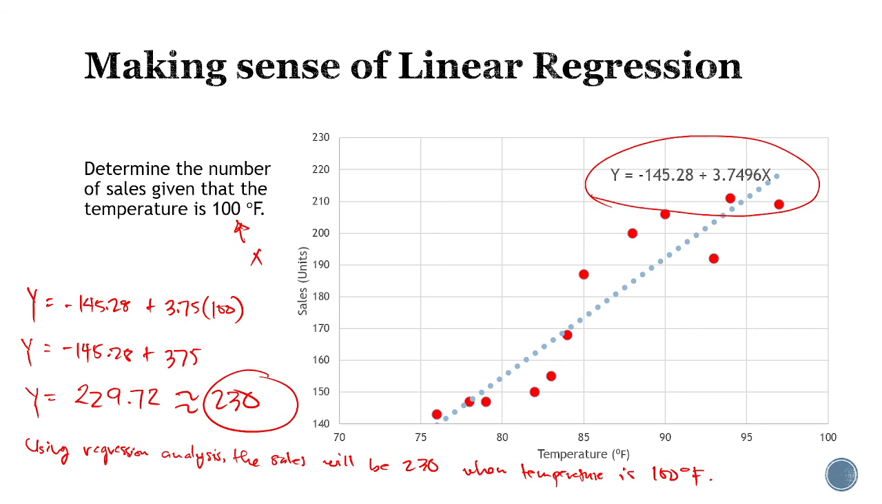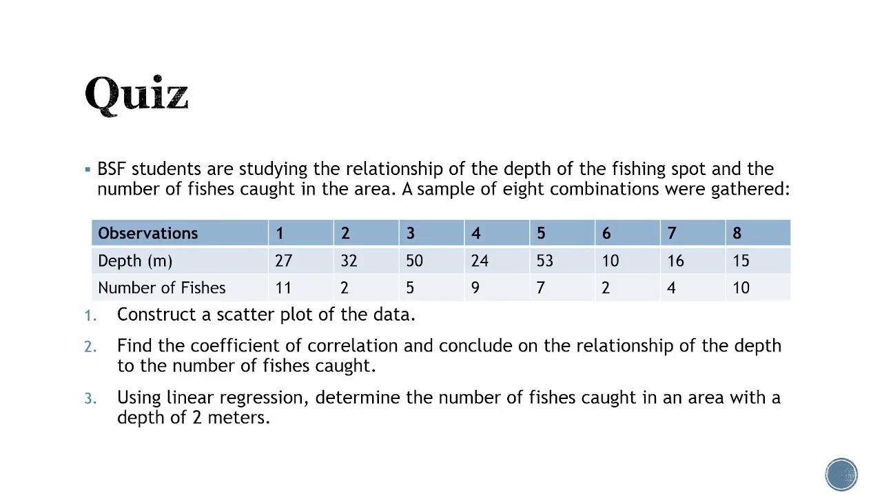And for your quiz, you will be doing this example. So I think this is our first quiz for our finals period. We have here BSF students are studying the relationship of the depth of the fishing spot and the number of fishes caught in the area. A sample of 8 combinations were gathered. So you can treat the depth as your x variable and the number of fishes as your y variable.